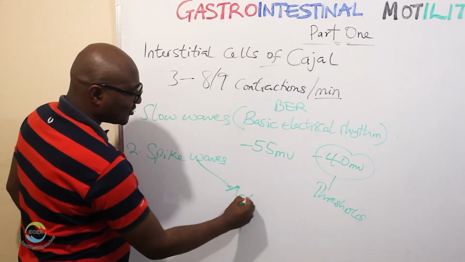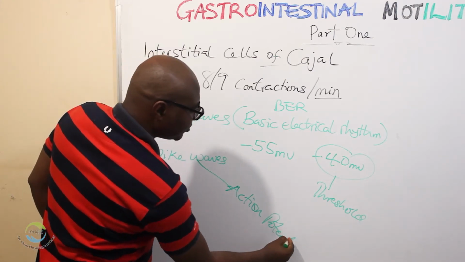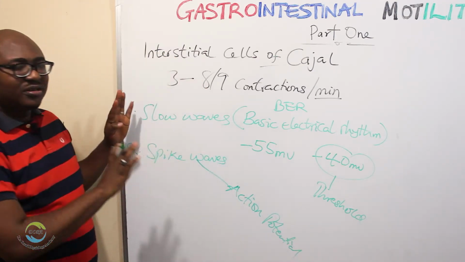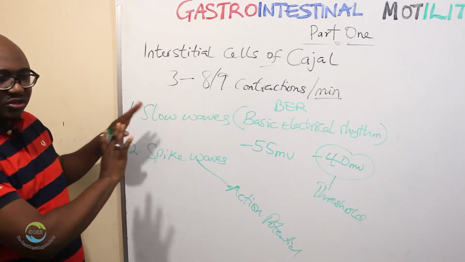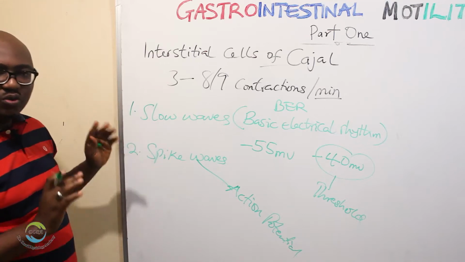That action potential is what is now known as the spike wave. This is the action potential. Okay? So that's just background knowledge. So you need to just know that basic electrical reading, spike waves, slow waves.